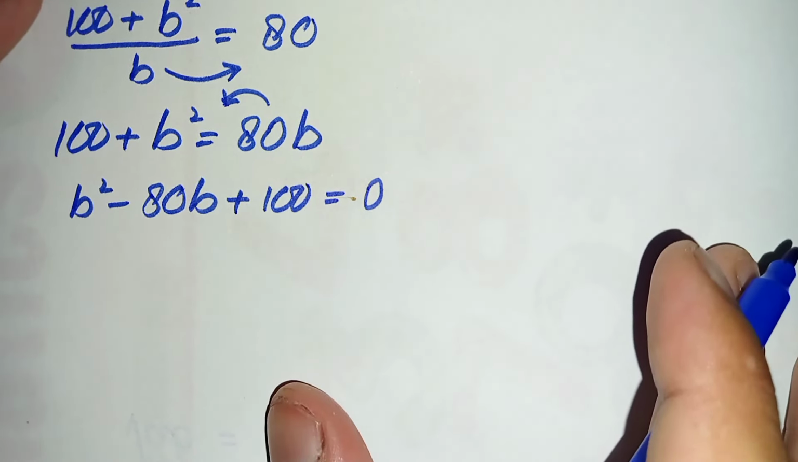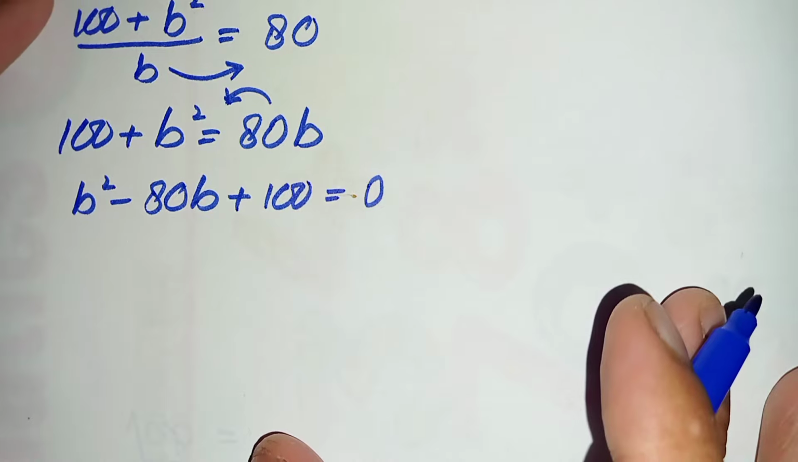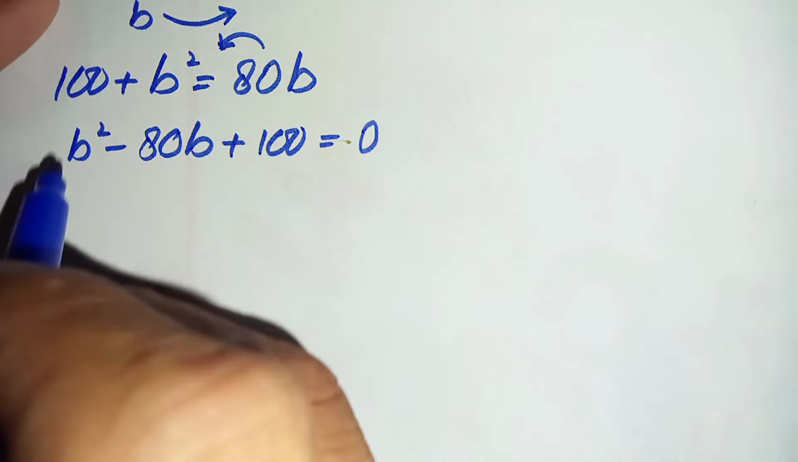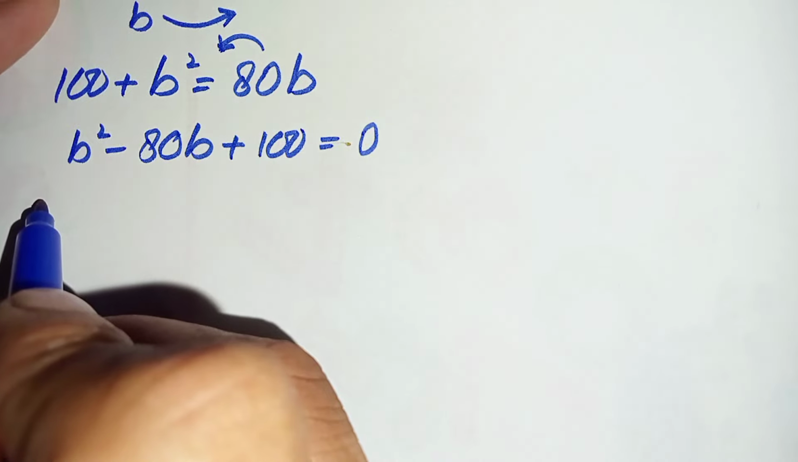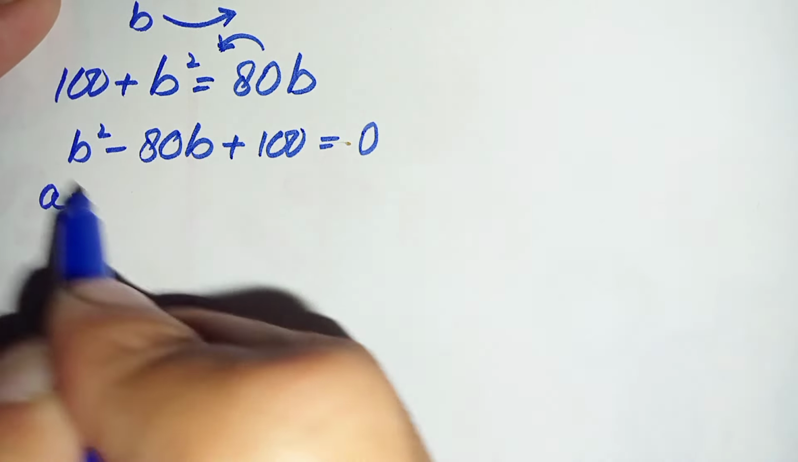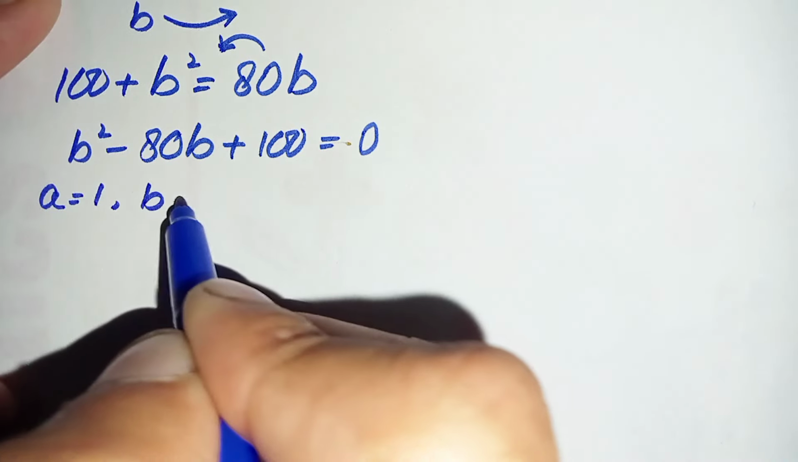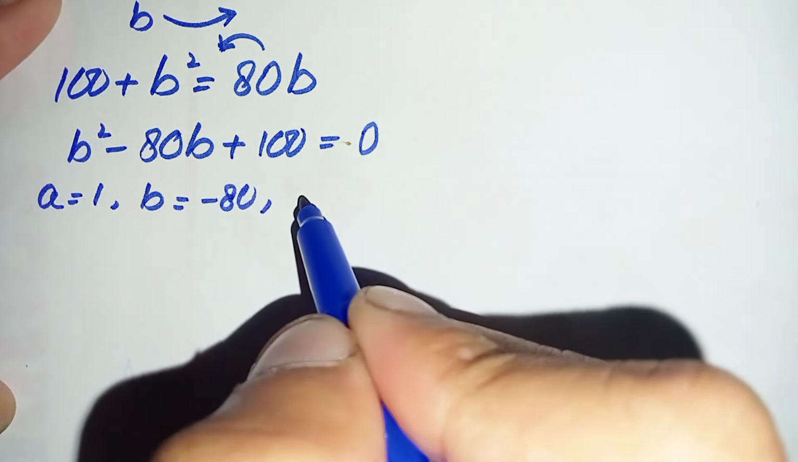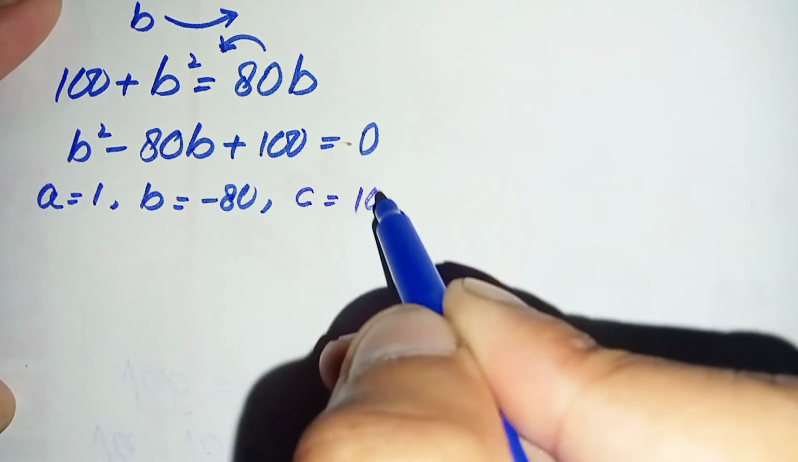Here we cannot solve this quadratic equation by factorization method. So here we will use the quadratic formula to find the roots of this quadratic equation. To use the quadratic formula, first we will write the values of a, b and c. The value of a is 1, the value of b is minus 80, and the value of c is 100.